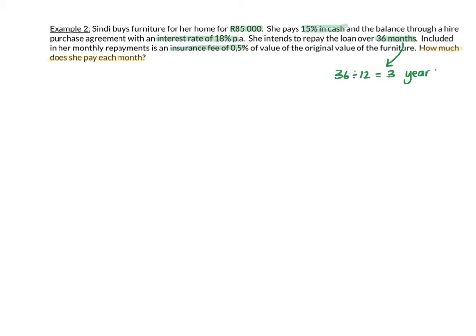There's a lot of information here, which is why I've highlighted things again. Let's start off by working out the deposit. The deposit is 15% of the original value. So I'm going to say 85,000 Rand times 15%. And then to work out the loan value, I'm going to say 85,000 Rand minus the deposit, which is 12,750 Rand. And so I get 72,250 Rand.